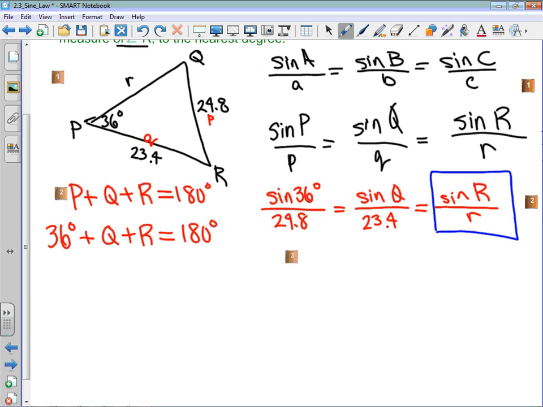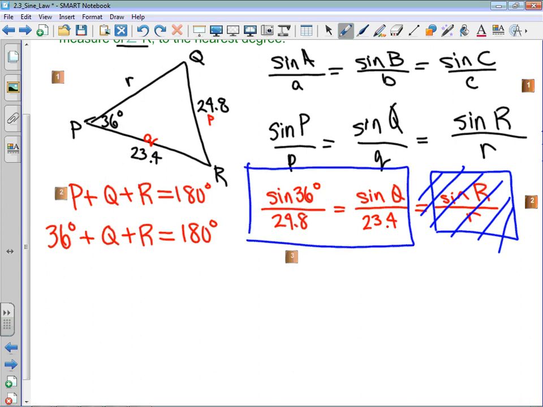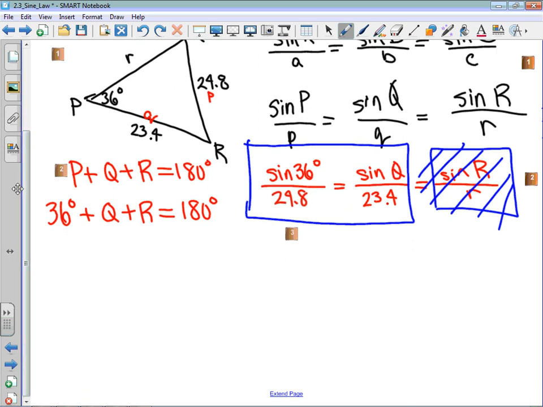But if I were to cross out what I boxed in blue, what we see is that this formula is more than enough to solve for angle Q, and then we can go and solve for angle R to the nearest degree. And the way that we're going to do that is with our standard trigonometry. And really what it means is that we have to get sine Q isolated and then solve for angle Q from there. I'm going to write it out again here. The sine of 36 degrees over 24.8 is equal to the sine of some unknown angle Q over 23.4.